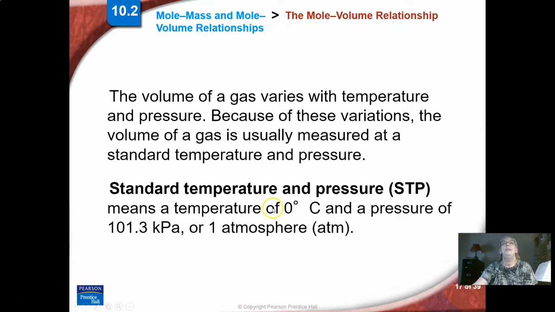So this is what I need you to memorize. STP means 0 degrees C, which is 273 degrees Kelvin, and a pressure of this or this, they're equivalent to each other. This is something to memorize. So put this on a note card to memorize as well, along with your polyatomics and how to figure out molar masses. So there's quite a few things. And the diatomic atom gases, that would be good too. So those are all things to start putting on flashcards and memorizing. So STP is another good thing to put on a flashcard and memorize.